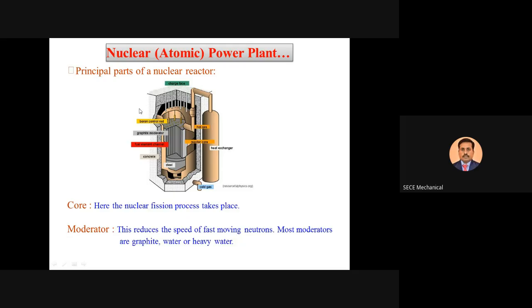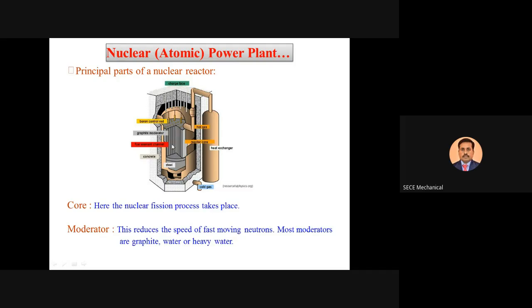Here you can see the graphite moderator and boron control rod. The moderator is used to slow down the neutron. I already told you this is the moderator; you can see it in this picture. And control rods are placed inside the core. When the neutron bombards and impacts the nucleus of uranium-235 material, the chain reaction is started.